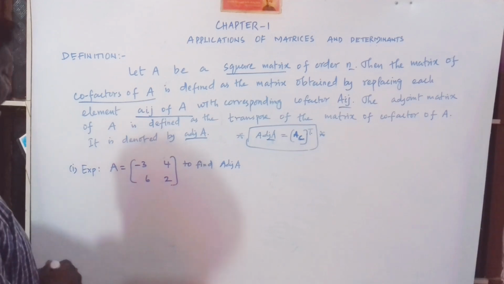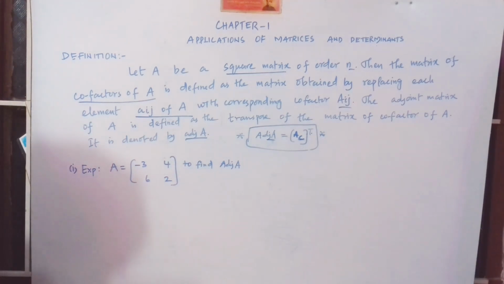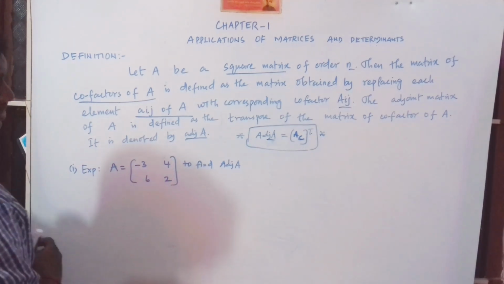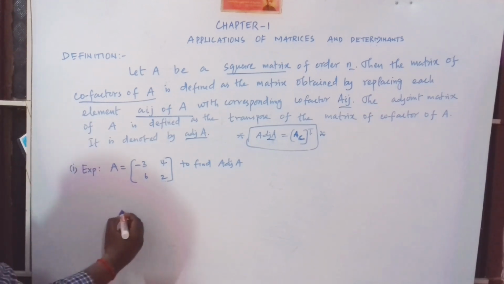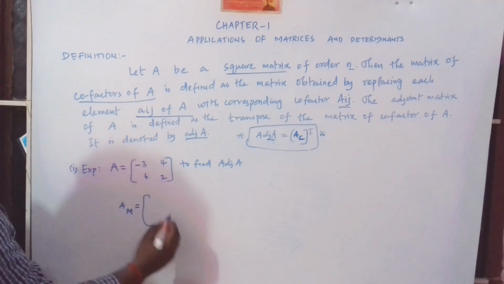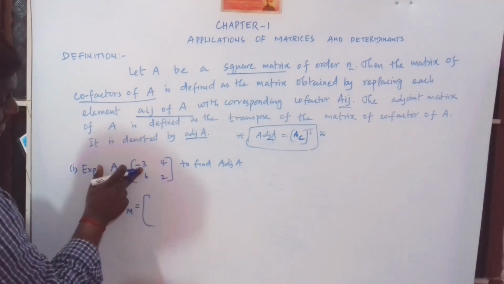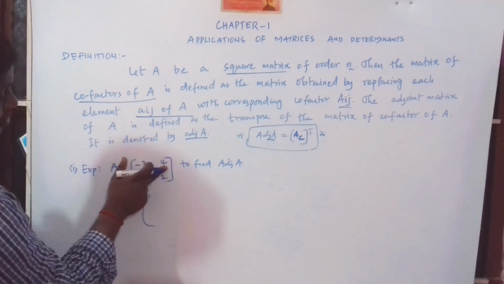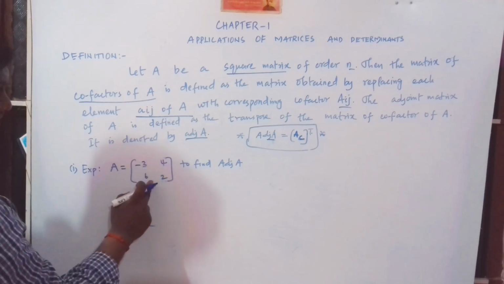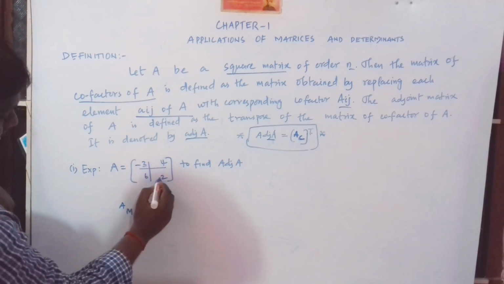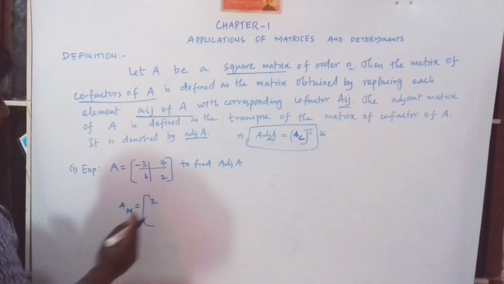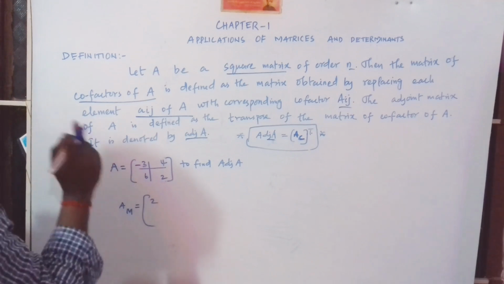Next example. Let A be a 2 by 2 matrix; find the adjoint of A. So how to find adjoint of A in 2 by 2 matrices? Before that, find the minor of the matrix. Minor of minus 3 is, removing first row and first column, the remaining value, which is 2.